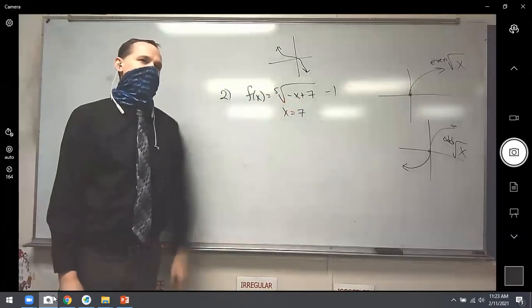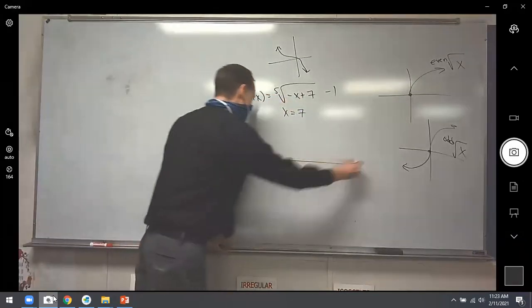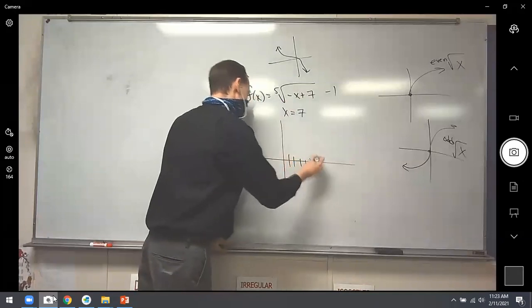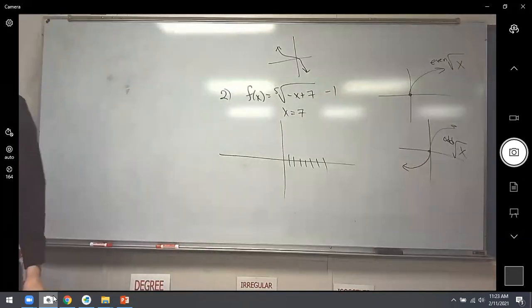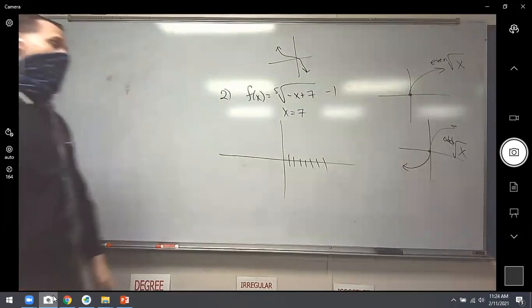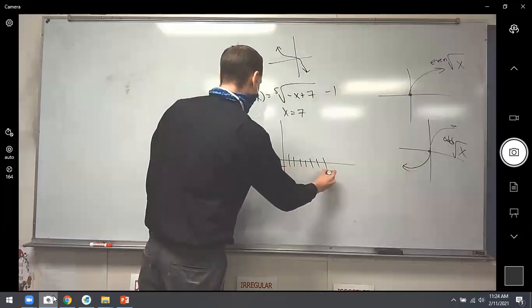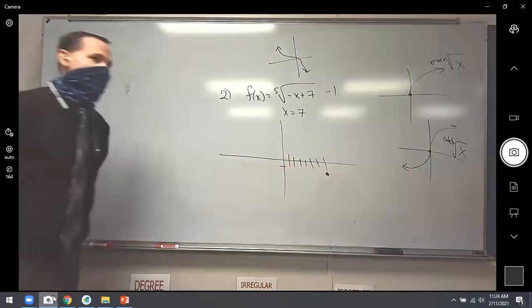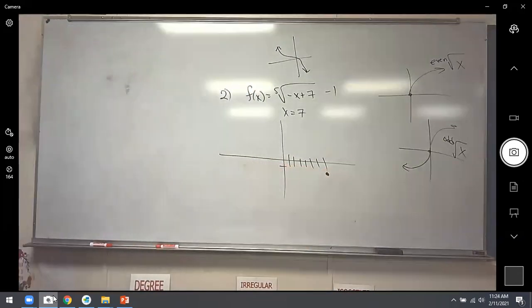-7 plus 7 is 0. So way over at 7: 1, 2, 3, 4, 5, 6, 7. And there's also a -1 on the end. That moves things down by 1. So right there, the coordinate 7, -1. That's where the center of this thing will kind of be.